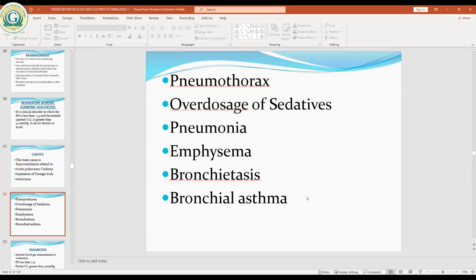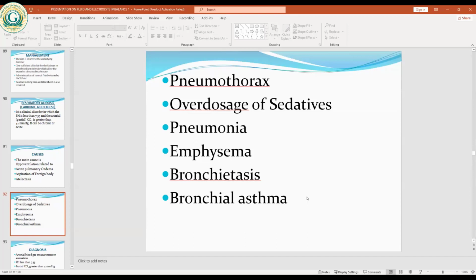Overdose of sedatives. The sedatives, when you take an overdose, depress or suppress the respiratory center. And when the respiratory center is affected, respiration is affected. And when respiration is affected, carbon dioxide accumulates and increases in concentration, turning the body into respiratory acidosis.